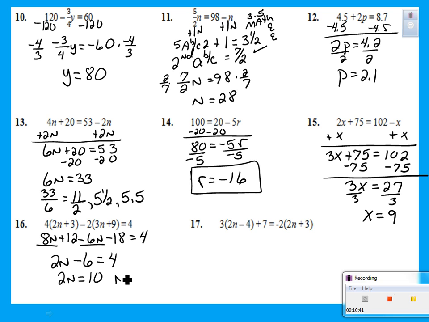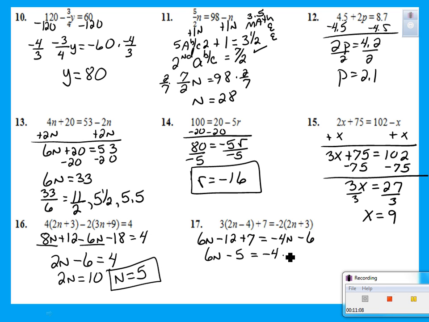Divide both sides by 2 and get 5. Okay? And then my last one before I start the literal equations, let me distribute again. So I've got 6n minus 12 plus 7 equal negative 4n minus 6. I'm going to combine like terms, so negative 12 and 7 make negative 5 equal negative 4n minus 6.